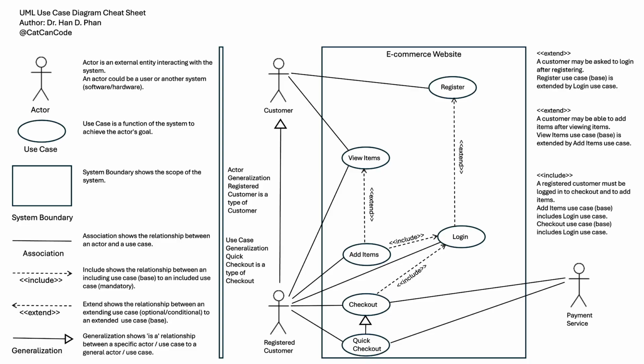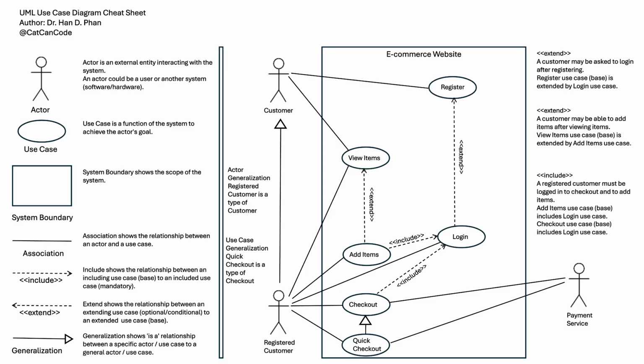In this video, I'm going to teach you how to draw a UML use case diagram for your software. First, you need to understand the components that are normally included in a UML use case diagram. First is the actor. An actor is an external entity interacting with the system. An actor could be a user or another system, both software or hardware are okay.